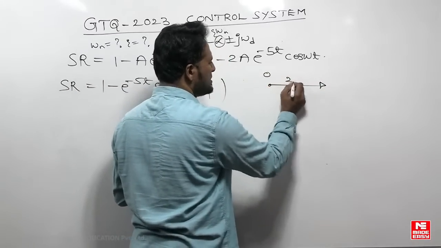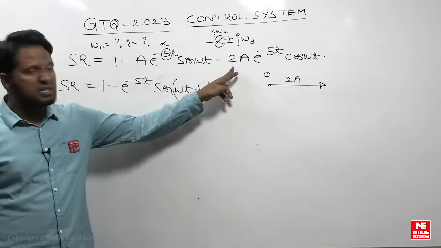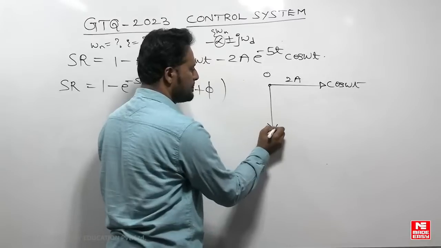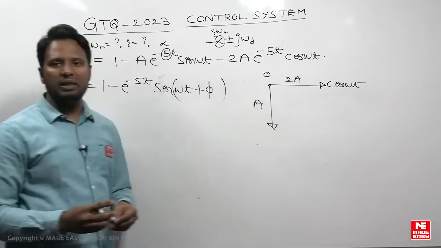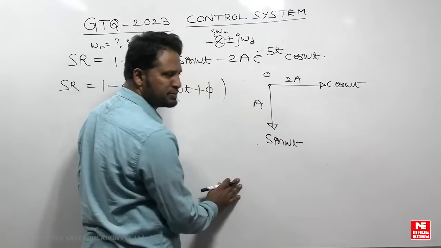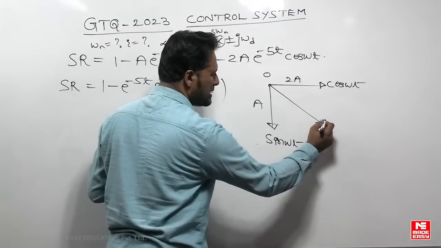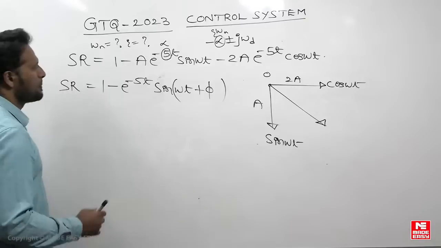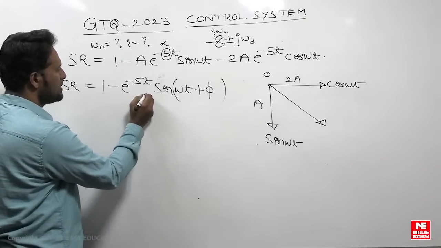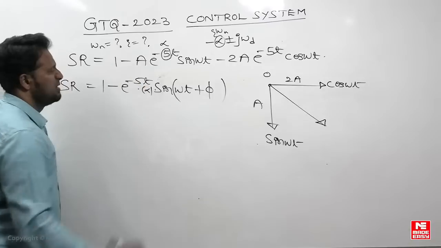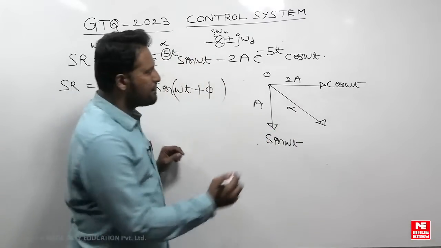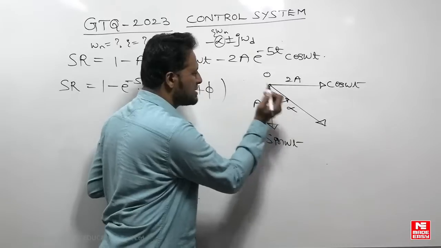Length of the phasor measured from the origin: one phasor is of length 2a in the direction of cos theta, another phasor is of length a in the direction of sine theta. We are obtaining another phasor, a resultant phasor of some amplitude, let me call it alpha. Yeah, we need to have an amplitude alpha. Alpha is the length of this phasor, and phi is the phase of this phasor.